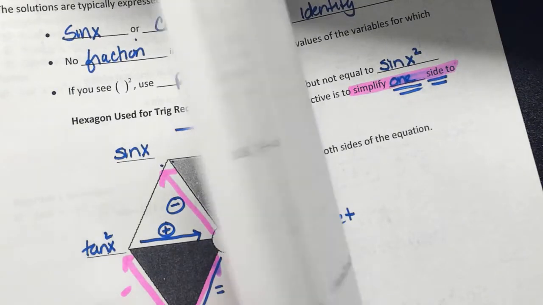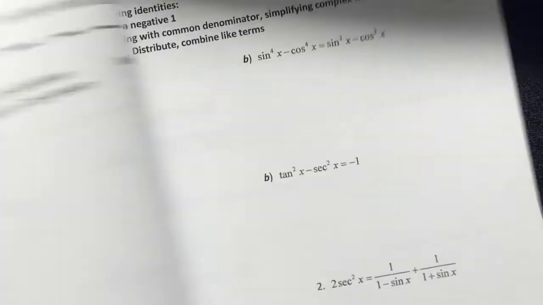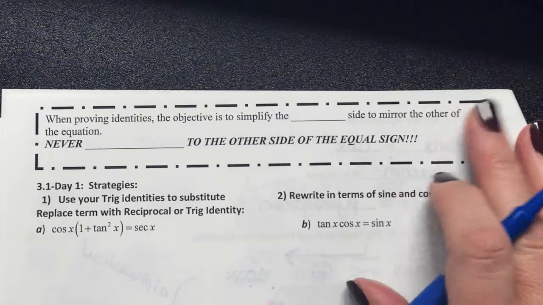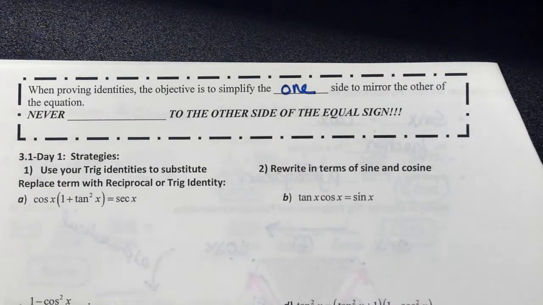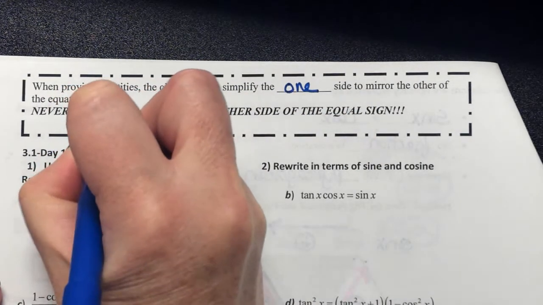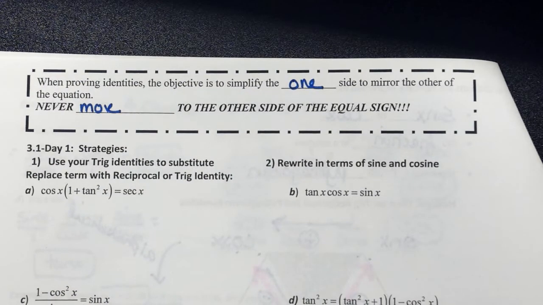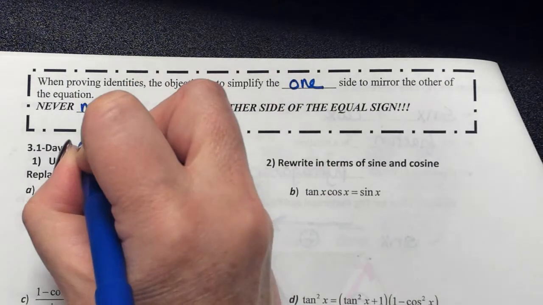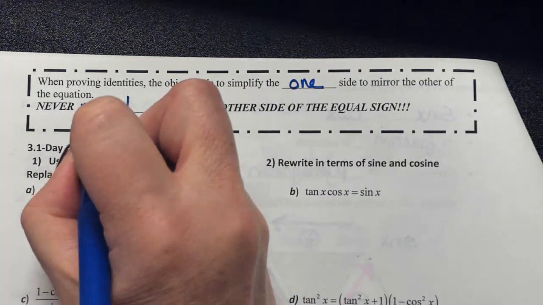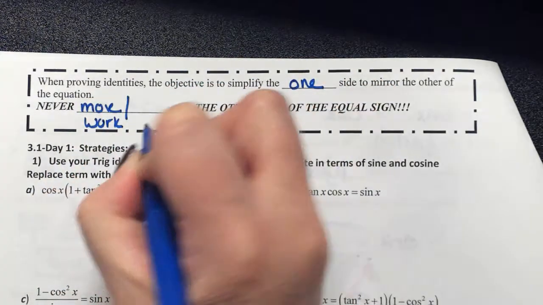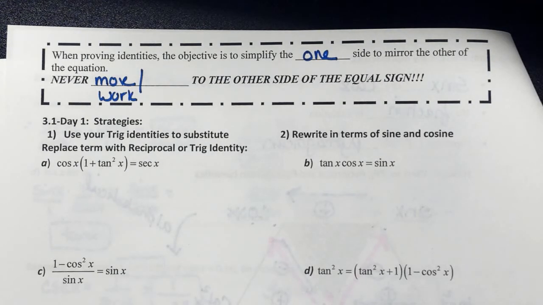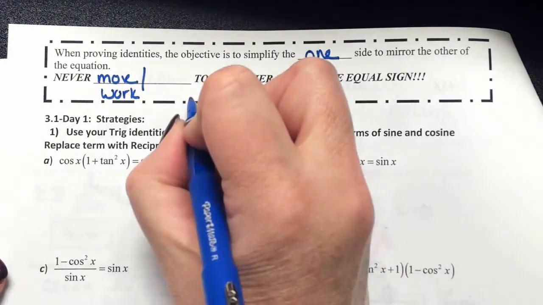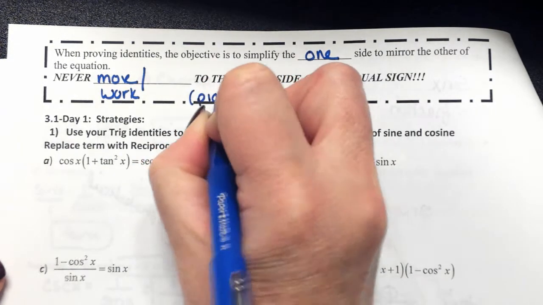So now let's just do some more practice with these. Remember, when proving identities, the objective is to simplify one side to mirror the other side of the equation. Never work on the other side of the equal sign. You pick a side and you stick to it. And the strategy is you're going to end up picking the more complicated side.